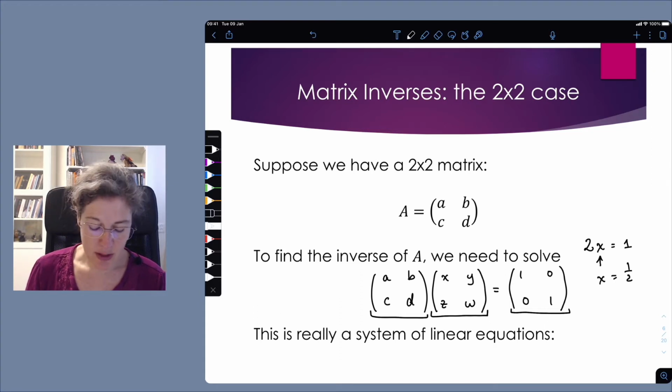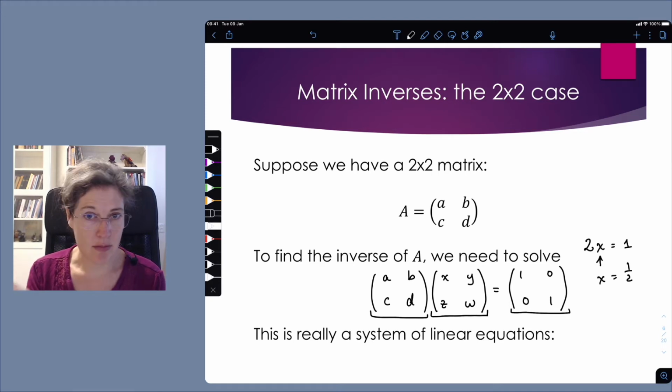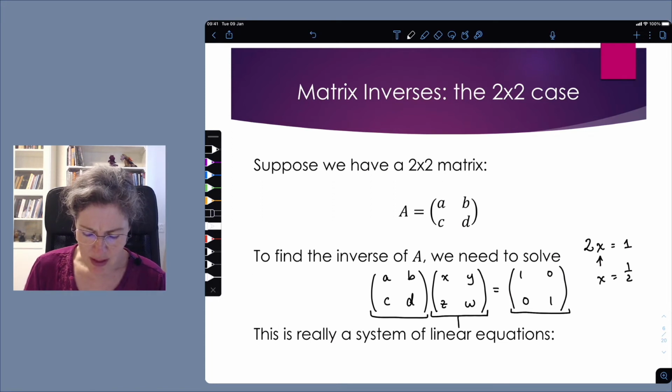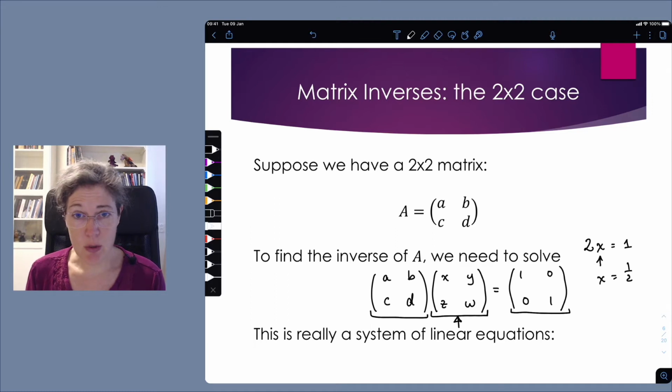I could have done this the other way around, so I could have put my x, y, z, w on the other side and we'd find the same answer. I'm just choosing to do it like this because we tend to usually put the thing that we're solving for on the right-hand side of the multiplication, but you could work this either way.